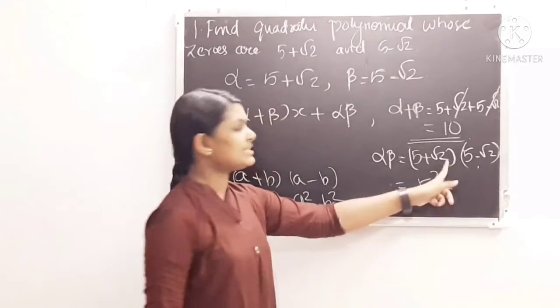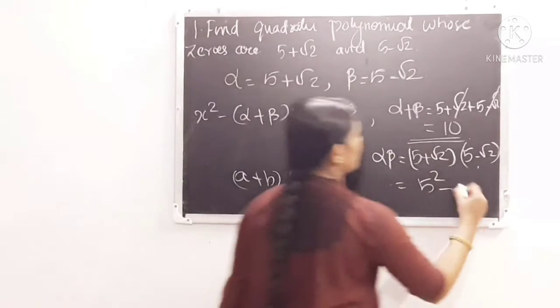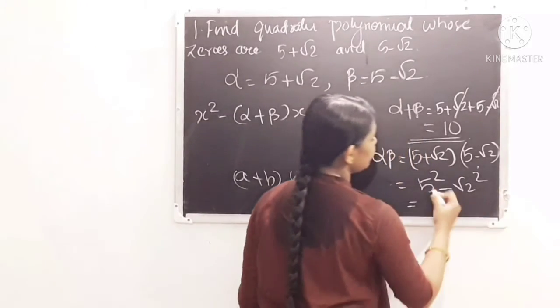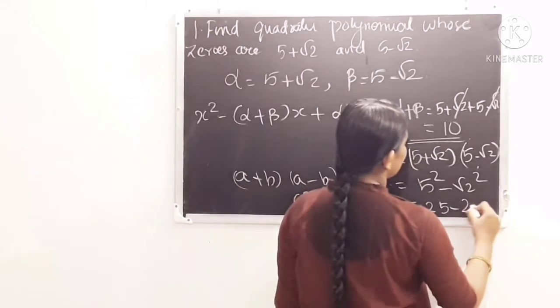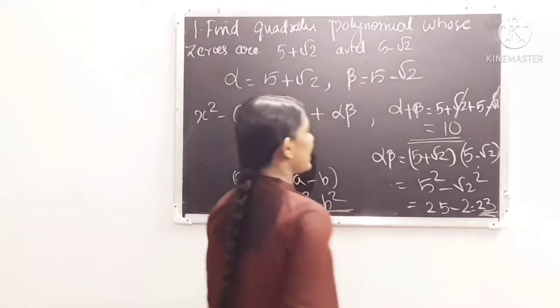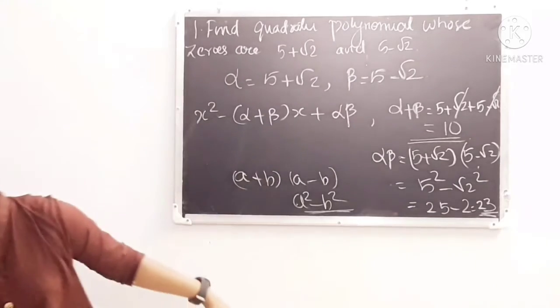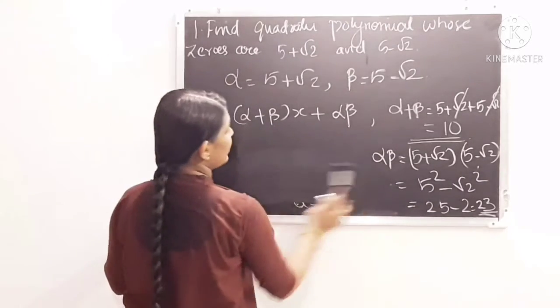What is b? b is root 2. So root 2 the whole square. Okay. So 5 square is 25, minus root 2 the whole square, which is equal to 2. So it will be equal to 23. So the product of the roots is 23. Okay. Product of the roots is 23.